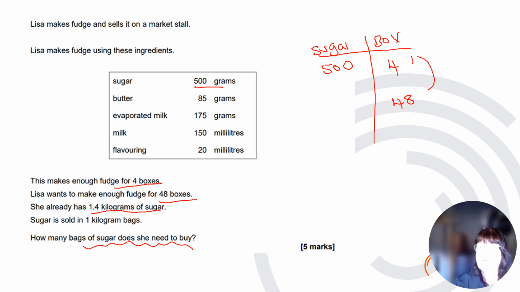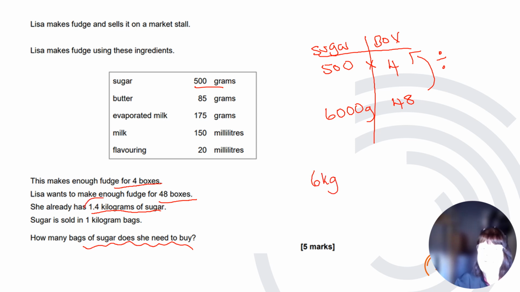So remember, divide by the number above. 48 divided by 4 is 12. Multiply across. So we are looking at 6,000 grams. There are 1,000 grams in a kilogram. So 6,000 grams is 6 kilograms of sugar is what we need.